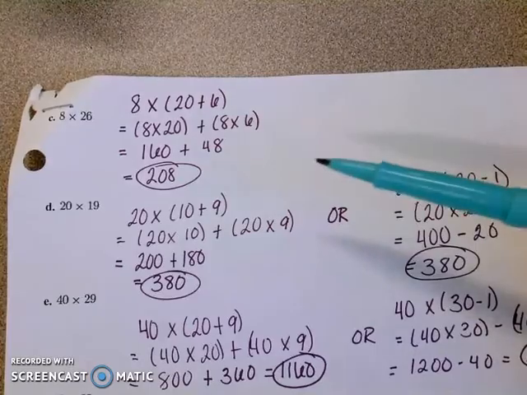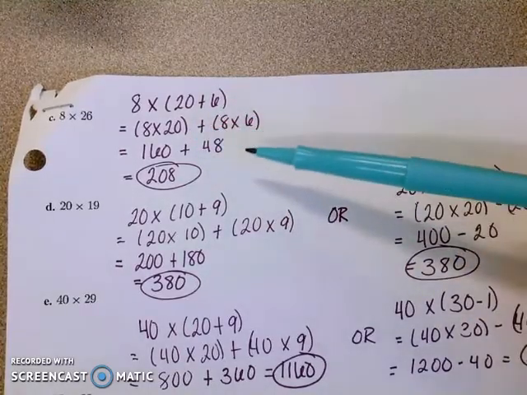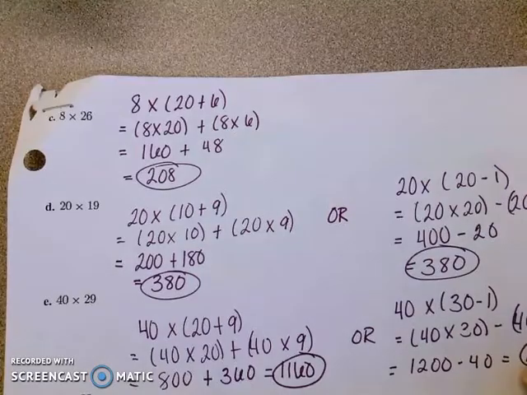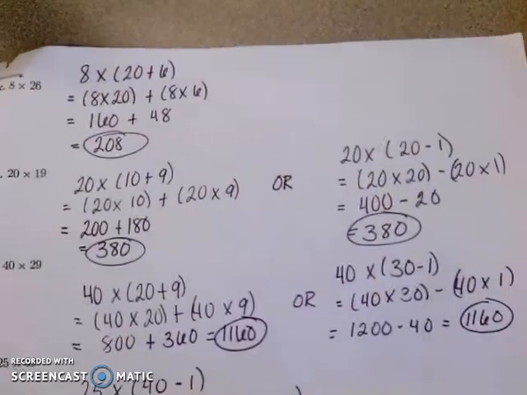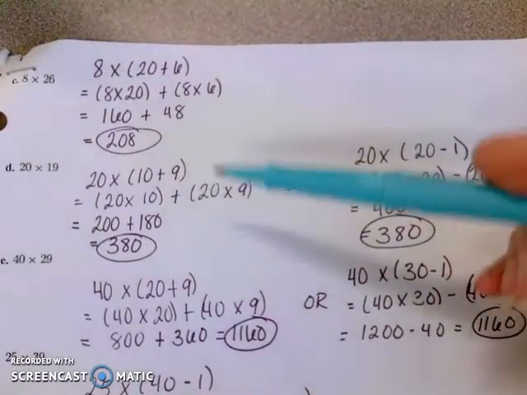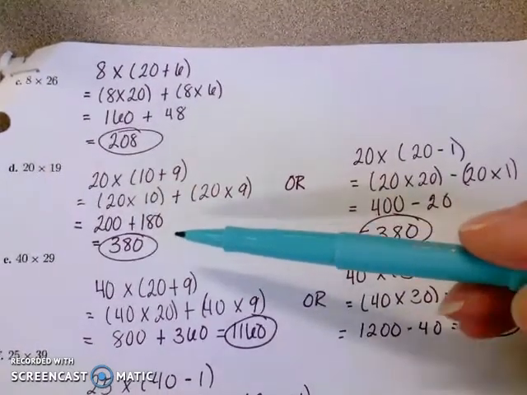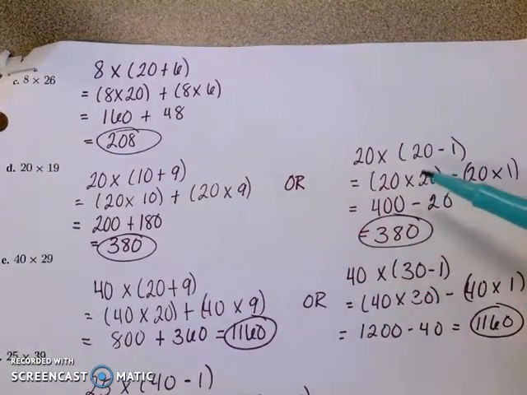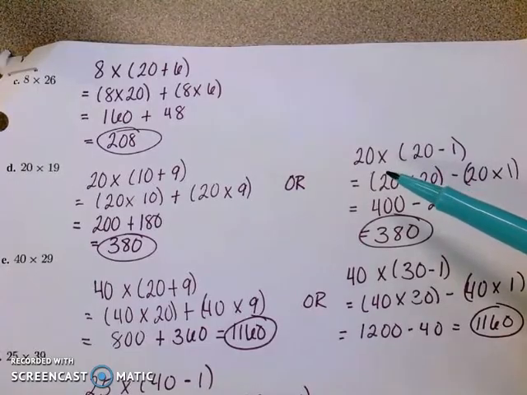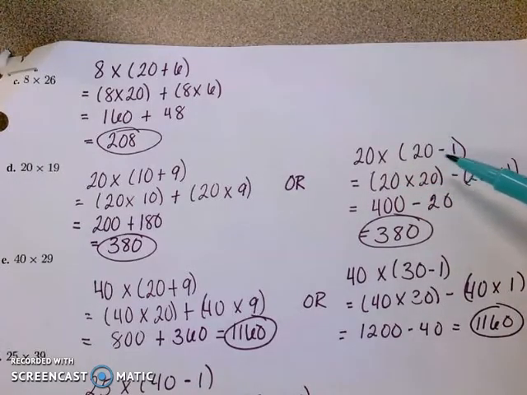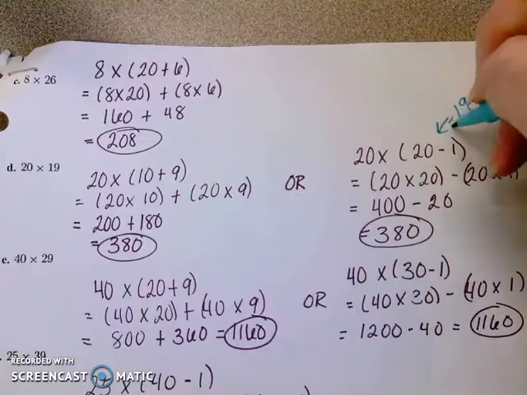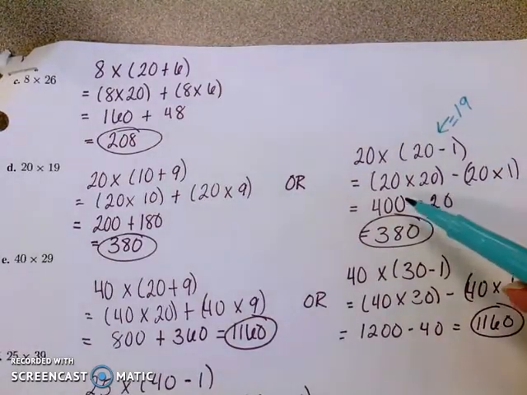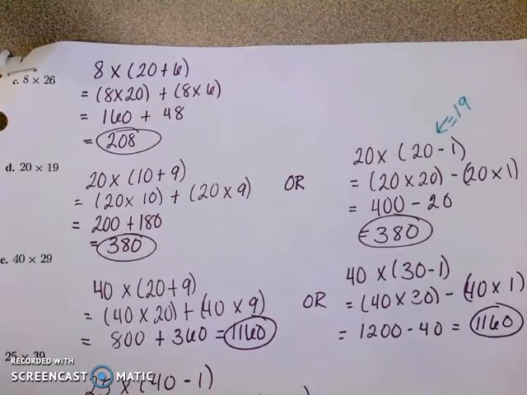All right, so 8 times 26, I did 8 times 20, 8 times 6, 208. 20 times 19, there are 2 different processes that I'm showing here. You could do 20 times 10 and 20 times 9 and add them together. However, another method would be to take my 20 times 19 and instead of 10 plus 9, my 19 can be 20 minus 1. So then I have 20 times 20 minus 20 times 1. Just a different way to think about it. You're going to get the same product.